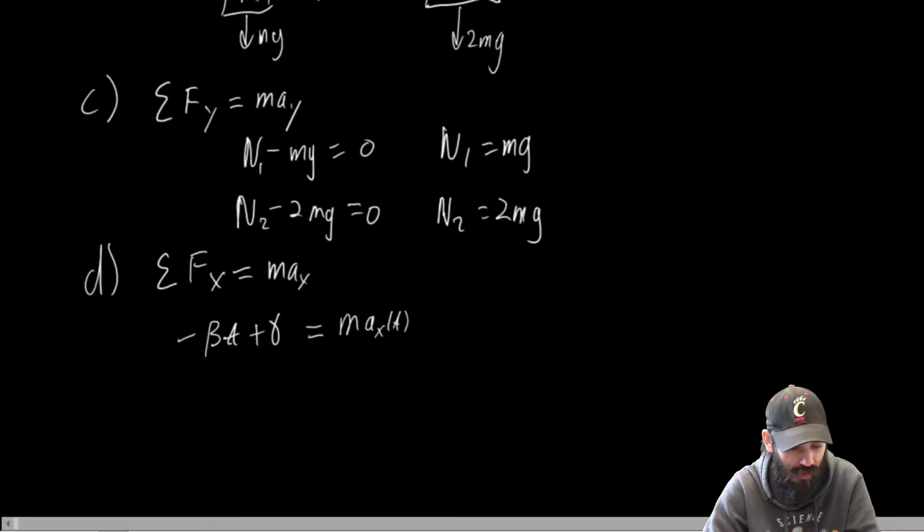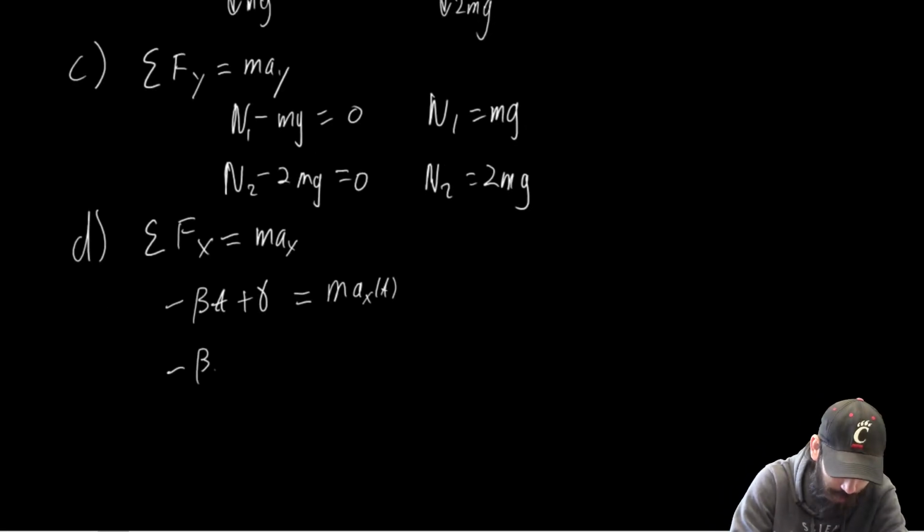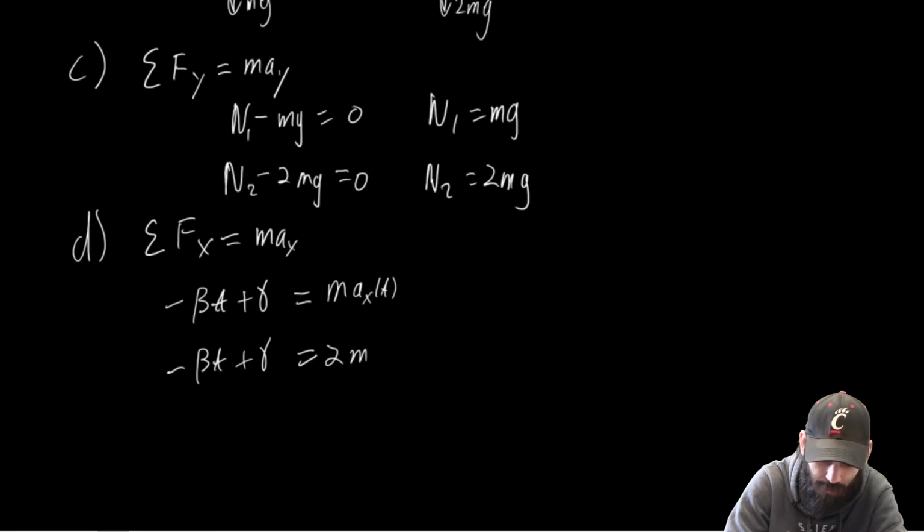Okay. So that's for our first block. For our second block, really we're applying the same force. So this is going to be the same, minus beta t plus gamma, is going to be equal to, now this is going to be 2m times a. And let's make these very explicit.